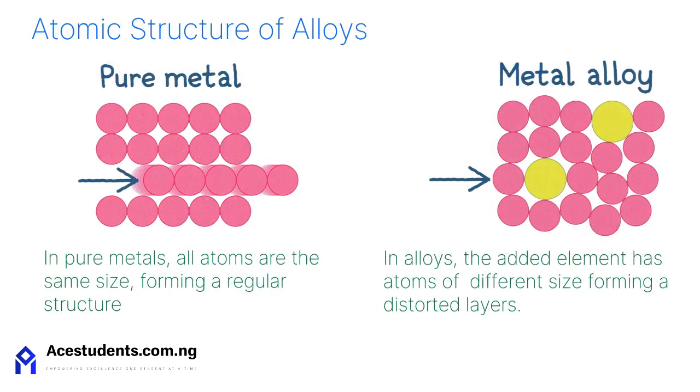Let's look at what happens inside an alloy. In pure metals, all atoms are the same size, forming a regular structure. In alloys, the added element has atoms of a different size. This difference distorts the layers, making it harder for them to slide over each other. As a result, alloys are stronger and harder than pure metals.